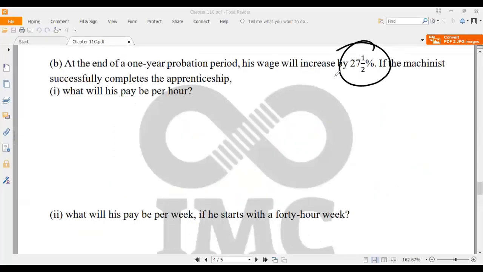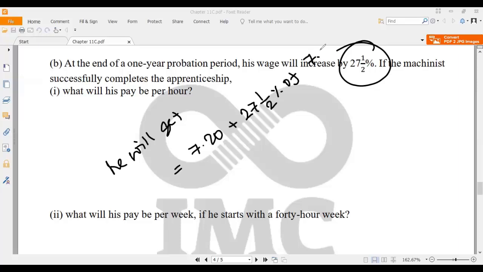Now, part B says, at the end of a 1-year probation period, his wage will increase by 27.1 by 2%. So if the machinist successfully completes the apprenticeship, what will his pay be per hour? What will he get right now in 1 hour? He will get 27.1 by 2% more. His wage per hour was $7.20. We already know this one. And now it will be increased by 27.1 by 2%.